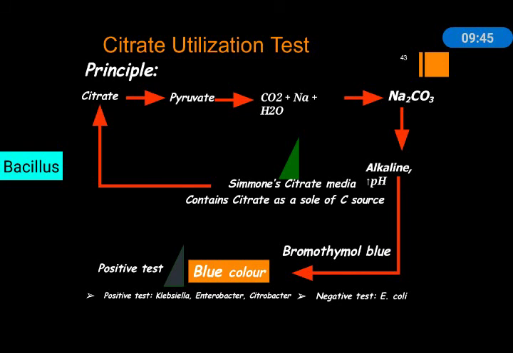It is a Simmons citrate medium with alkaline pH, and bromothymol blue is added as an indicator dye in this medium, and a blue color is seen. That is the positive test. The positive test is for Klebsiella, Enterobacter and Citrobacter, because these three organisms produce an alkaline pH. And the negative test is E. coli, because E. coli produces acid and gas.